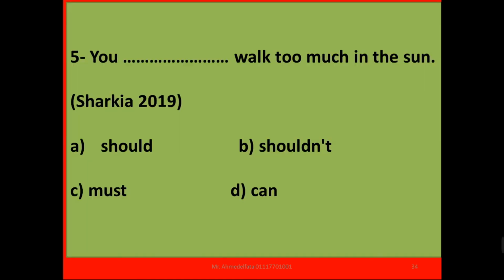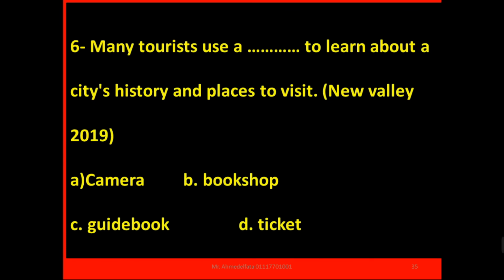Number 5, you walk too much in the sun. You shouldn't walk too much in the sun. Many tourists use a to learn about a city's history and places to visit. A guidebook.